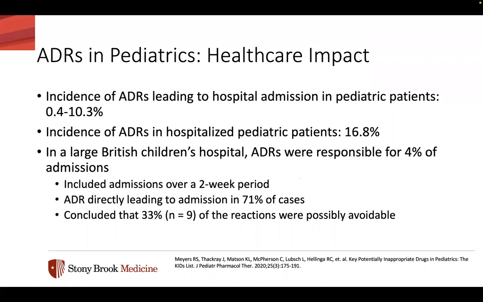Then there was a study in a large British children's hospital. It showed that adverse drug reactions were responsible for 4% of admissions, so an incidence of 4 adverse drug reactions per 100 admissions. This study included admissions over a 2-week period. They saw that in 71% of cases, the adverse drug reaction directly led to their admission. They concluded that 33% of these reactions were possibly avoidable. These were things that we could have prevented in the community that kept them from even coming to the hospital in the first place.